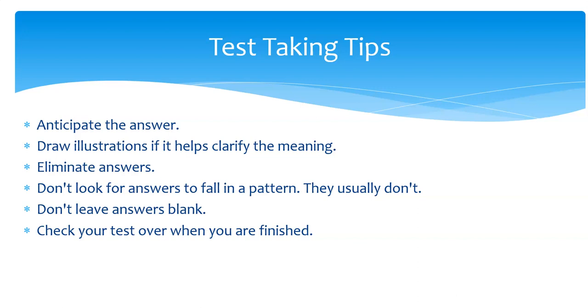Draw illustrations if it helps clarify the meaning. For example, the Coombs test, the indirect versus the direct antiglobulin test. Be sure that you know the steps in that procedure, so that a lot of times that illustration will help you. Eliminate answers. If you're uncertain, eliminate the ones that you absolutely know are wrong. Don't look for answers to follow in a pattern.